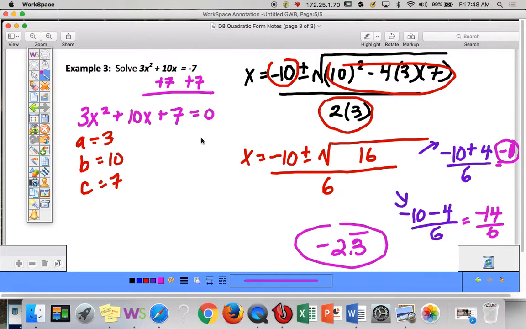If you were to graph this, at negative 1 there'd be a 0. At negative 2.3 repeating, there'd be a 0, and your graph could look something like this.